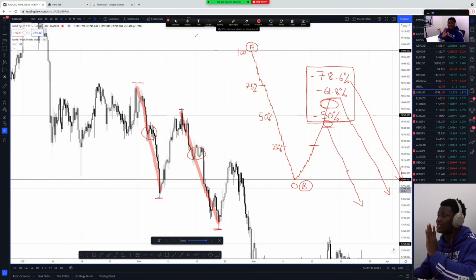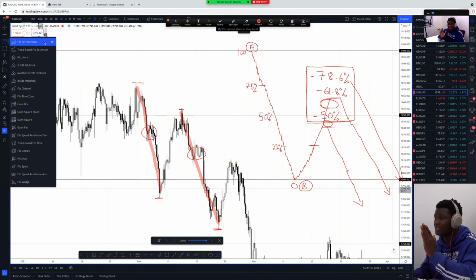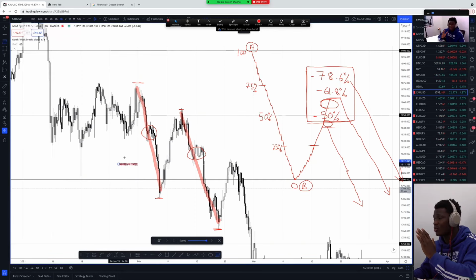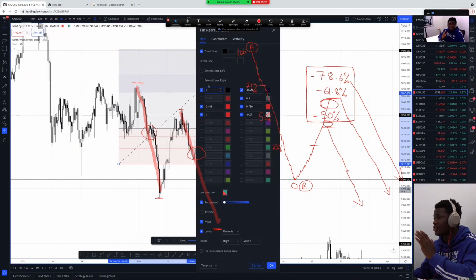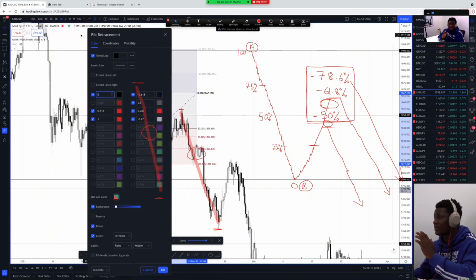Now we're going to go straight into how to set up the Fibonacci, right? In order not to waste time, if you're using TradingView, it's pretty easy to come onto the left side of the chart and then pick up your Fibonacci tool here, right? I've already added it as part of my favorites. Now if you come there, I'm going to open up my Fibonacci and then show you guys the settings that I use for my Fibonacci, right?